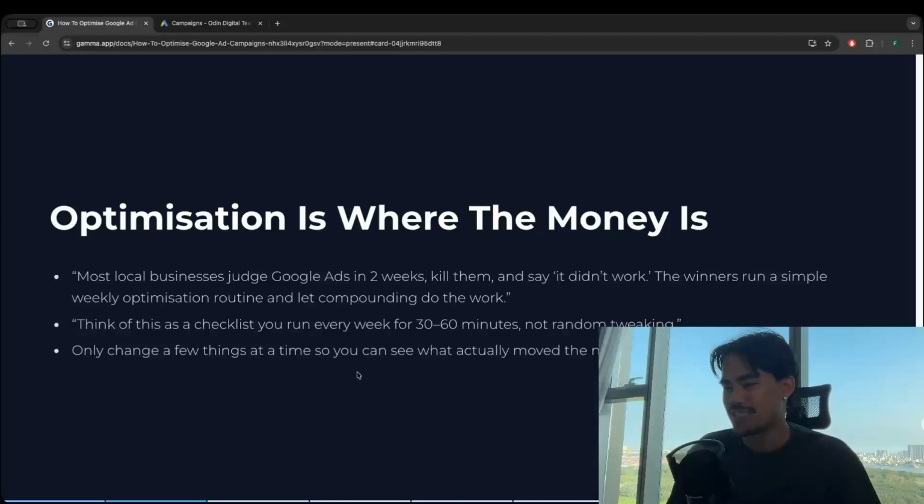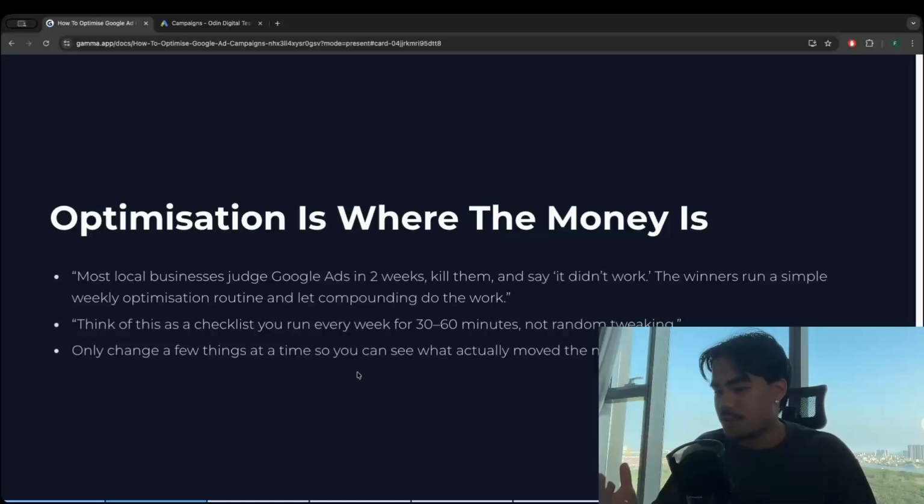Most local businesses judge Google ads in 2 weeks, kill them, and say, oh, Google ads didn't work for me. Whereas the winners run a simple weekly optimization routine and let compounding do the work. Because as you spend more money, you'll get more data and make better decisions within your ad account.